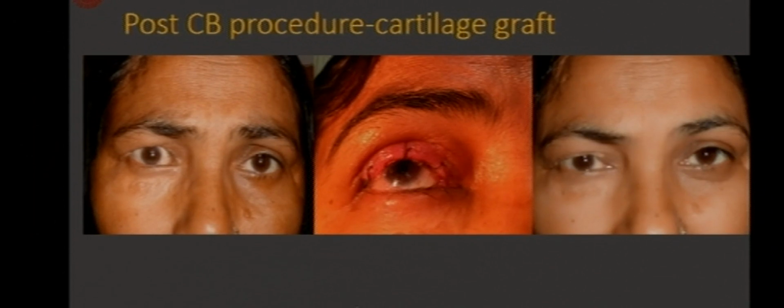This was one of those patients who had undergone a Cutler-Beard procedure, and we all know that after Cutler-Beard, if you don't give any support for the posterior lamina, patients can land up with an entropion along with a retraction of the eyelid. So this lady also had to have a cartilage graft done to support the posterior lamina and lengthen the eyelid to take care of the upper eyelid retraction, because her cornea was getting bad.